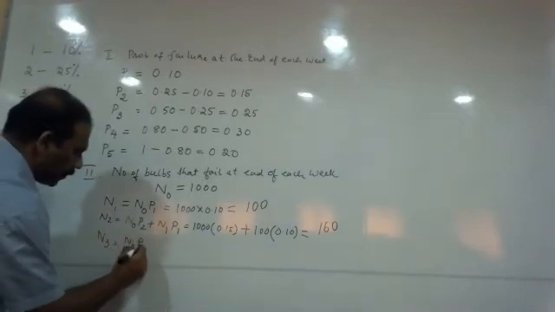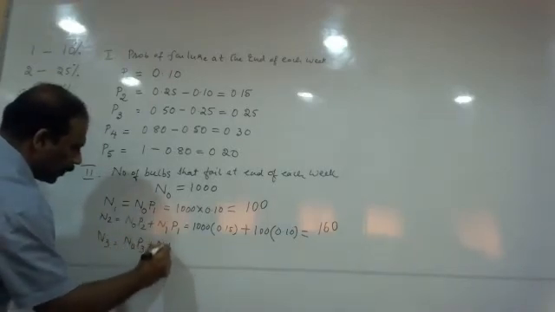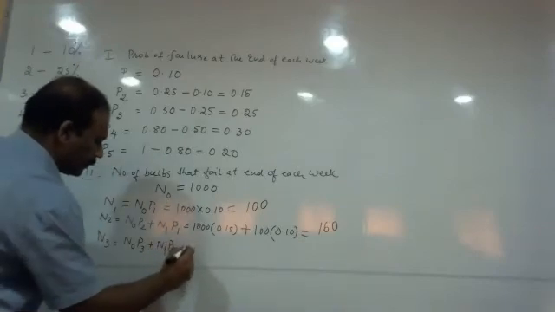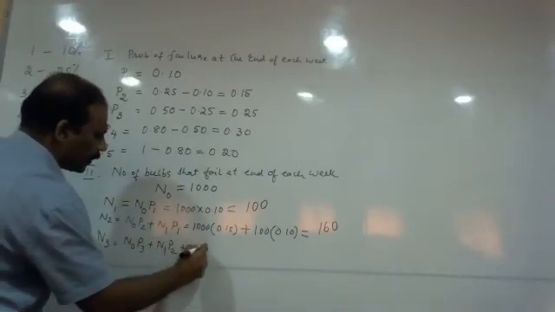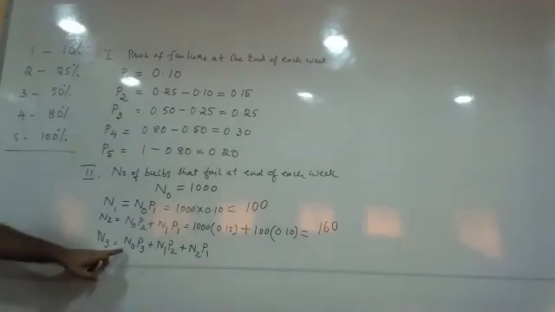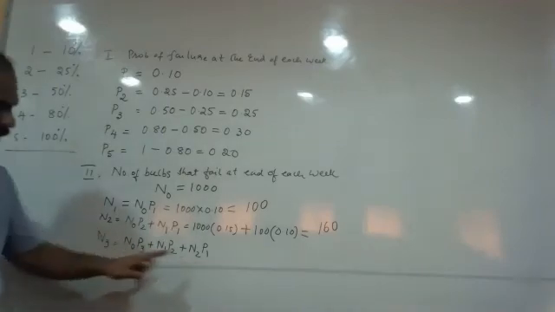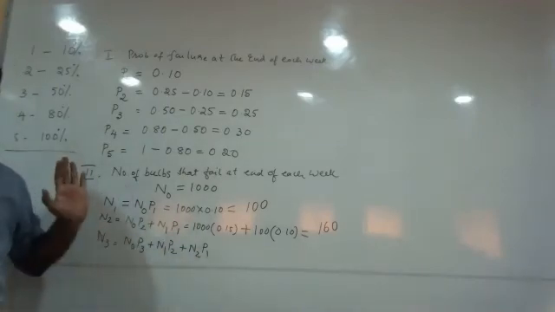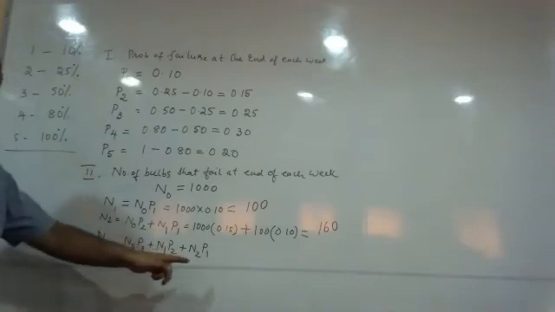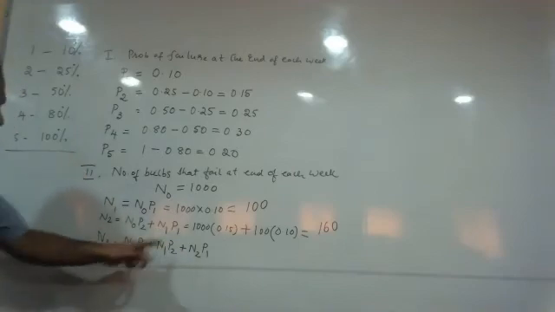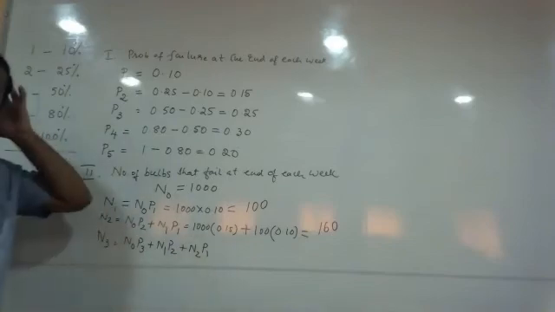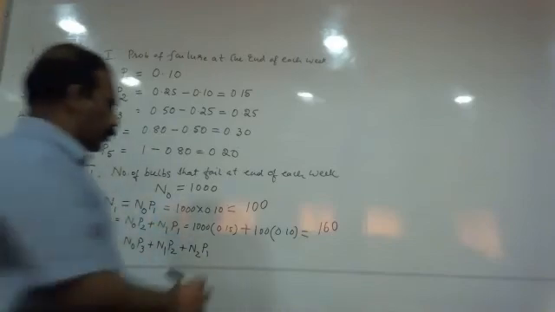N0 P3, plus N1 P2, very good, plus N2 P1, very good. You know, N is completely going in ascending order and P is coming in descending order. That's all. And the total number of terms here: N3 means 3 terms should be there. Okay? Now let's substitute the value and get the answer.